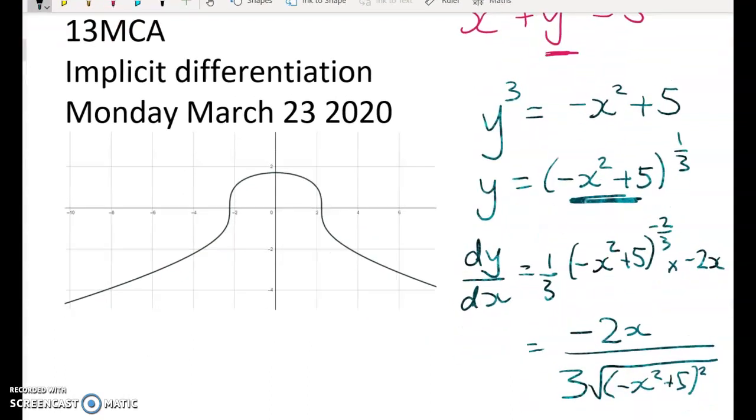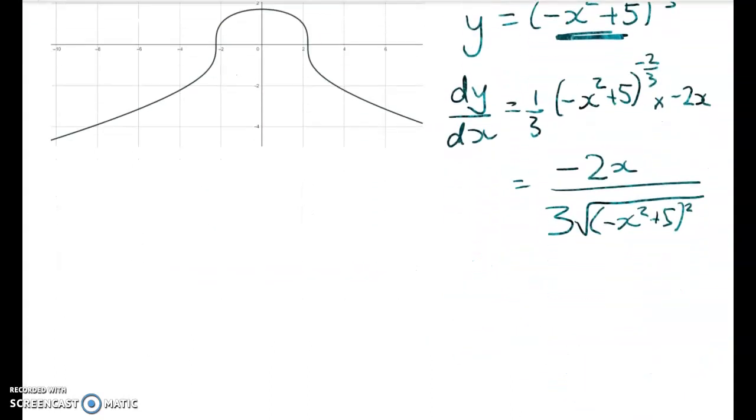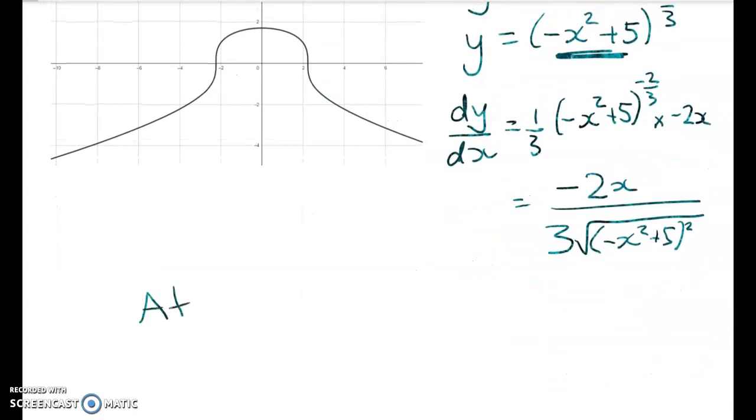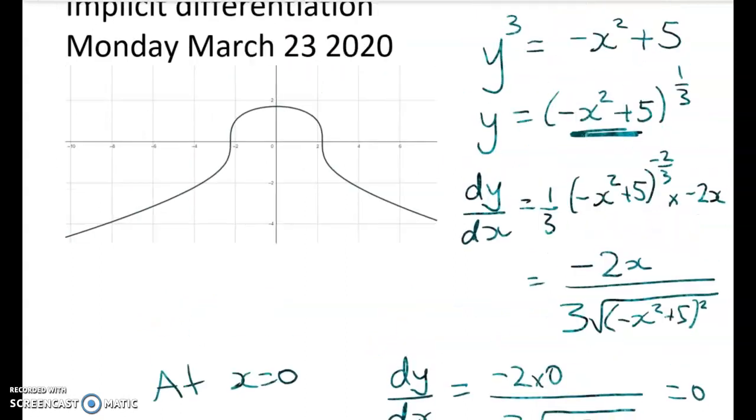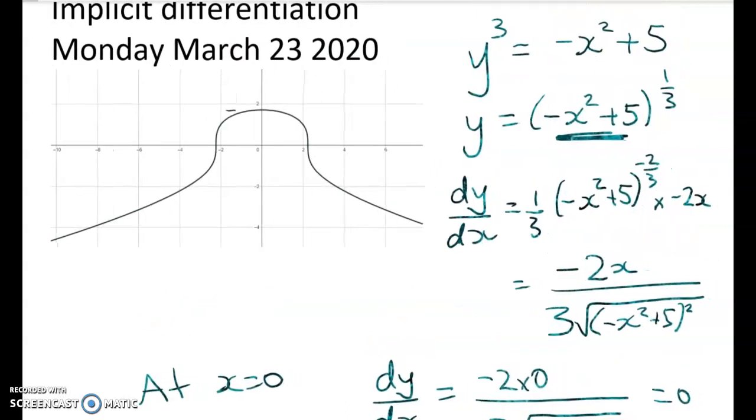And if I said to you, I want you to tell me, whoops, sorry about that. If I said, tell me the slope of the curve at x equals 0, you would substitute it in, and you'd get negative 2 times 0 over 3 times the cube root of 25 squared, which is just 0. And that fits with this lovely curvy picture here perfectly, okay? But that was already a little bit of painful differentiation, and we can do this a whole different way.